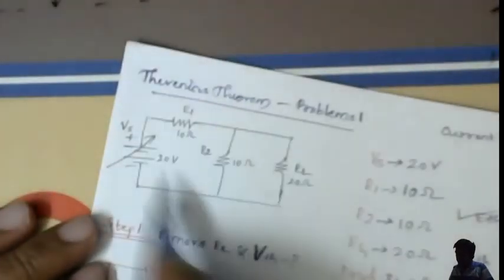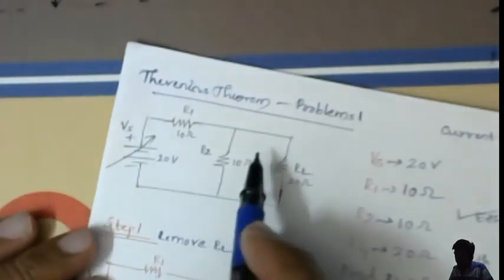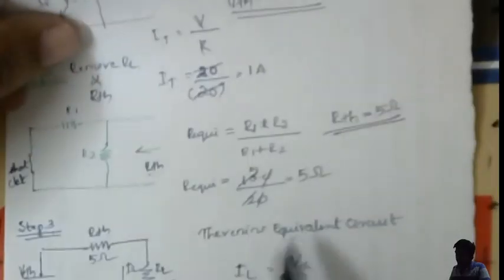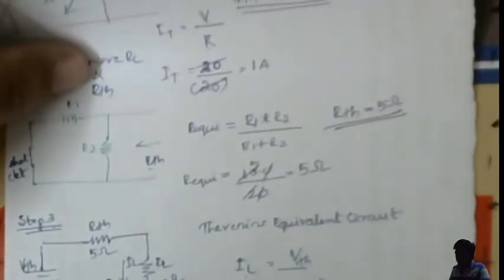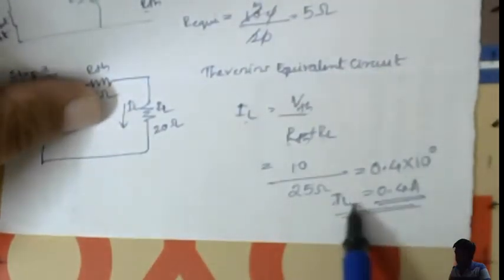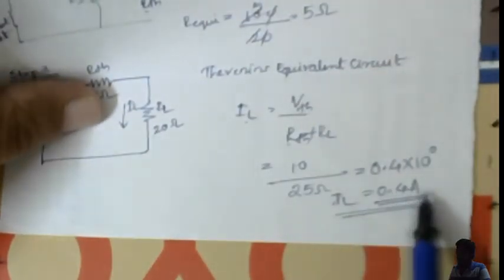Okay, what we can do in this circuit diagram is, first you need to remove the load RL and find the VTH. Then you need to find the RTH. Then you write the Thevenin equivalent circuit. After that, you can find the load current. The load current becomes 0.4 amperes.